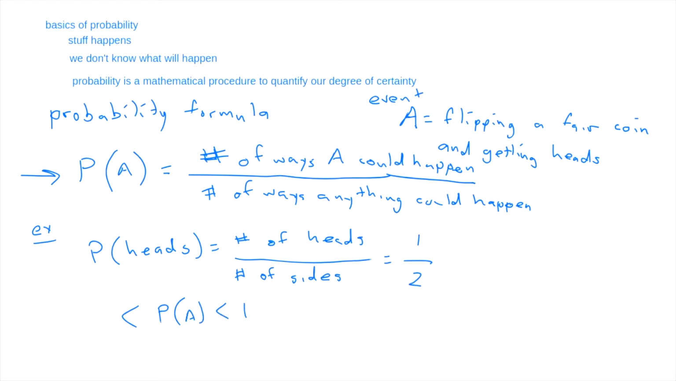The probability of any event is always between 0 and 1, and it could be 0, and it could be 1, right? Less than or equal, less than or equal. 0 is impossible. 1 is certain. It's guaranteed. We know it will happen. And so those are the ranges of probabilities.